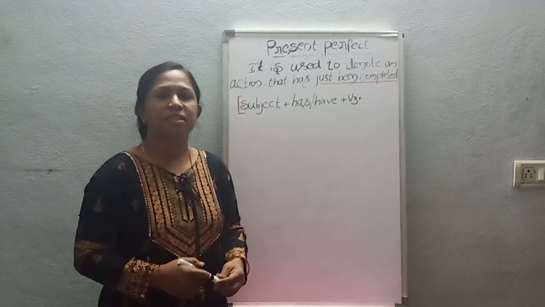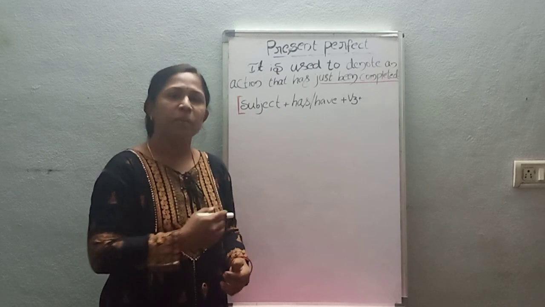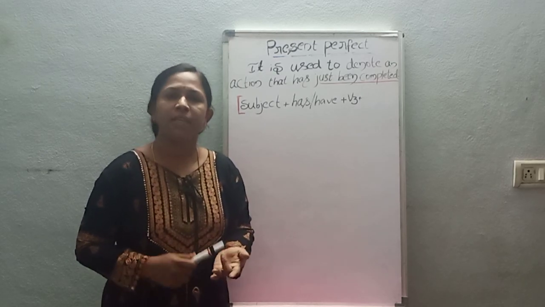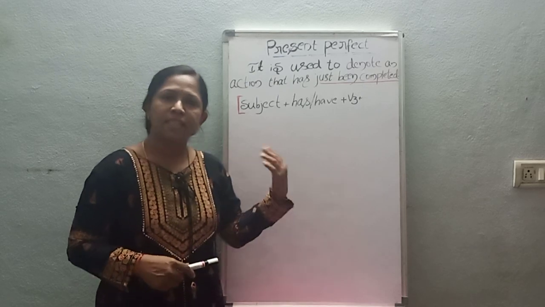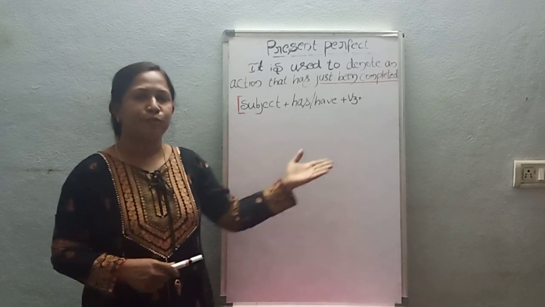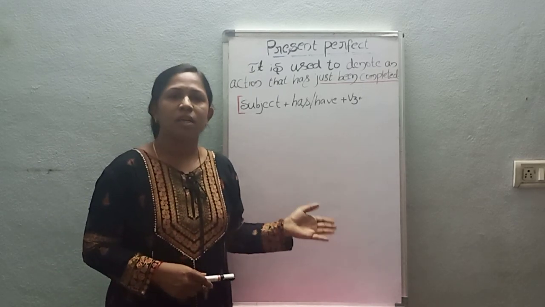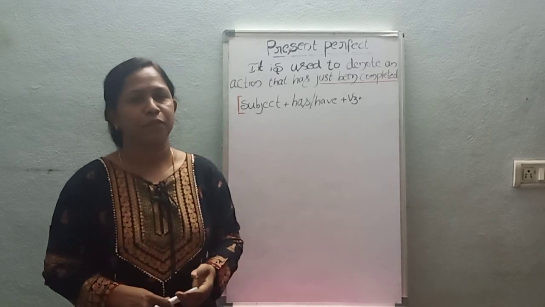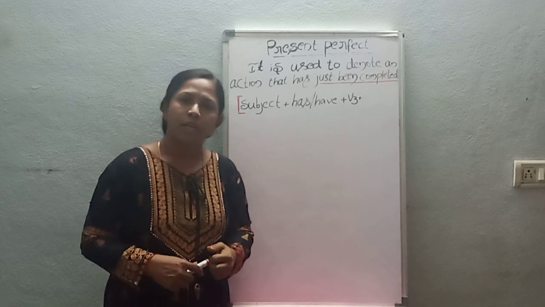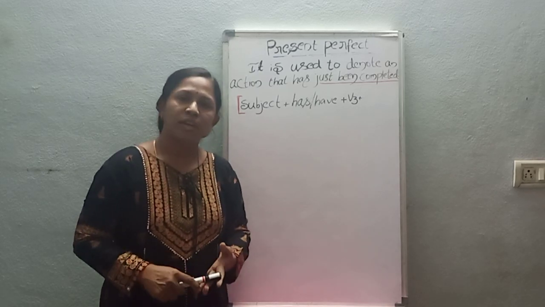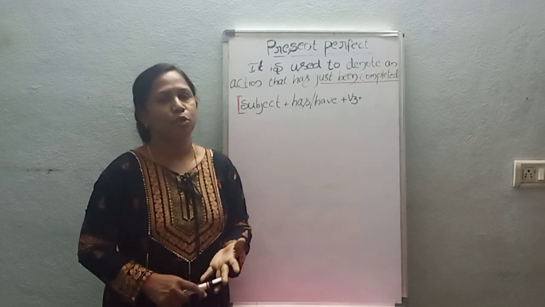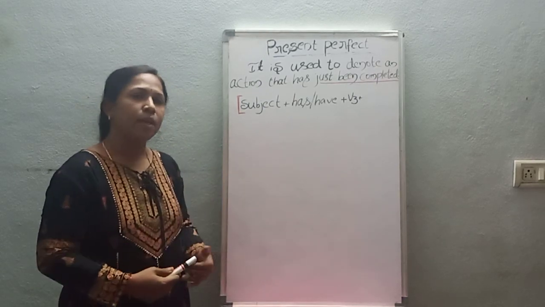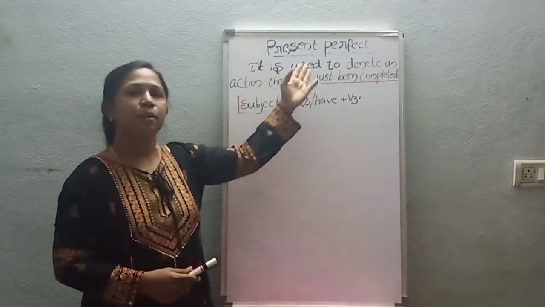So each tense is divided into four. In present there is simple present, present continuous, present perfect and present perfect continuous. In the same way we make tenses in past and future as well. In past there are simple past, past continuous, past perfect and past perfect continuous. In future there are simple future, future continuous, future perfect and future perfect continuous. Among all 12 tenses, today we are going to learn present perfect.